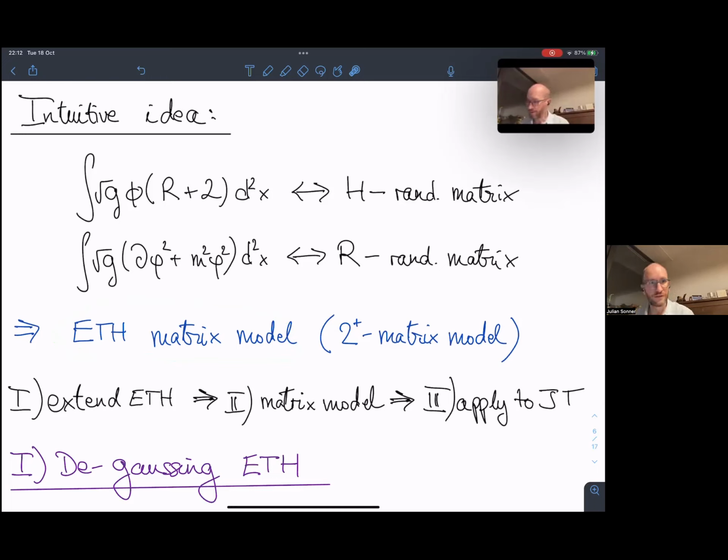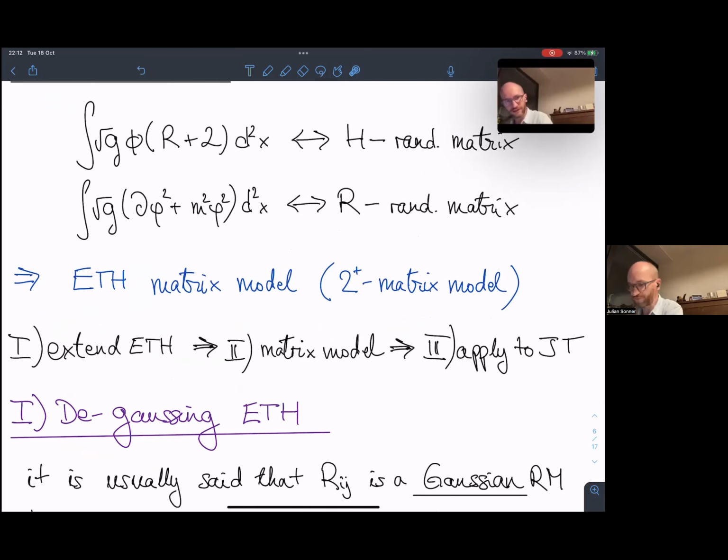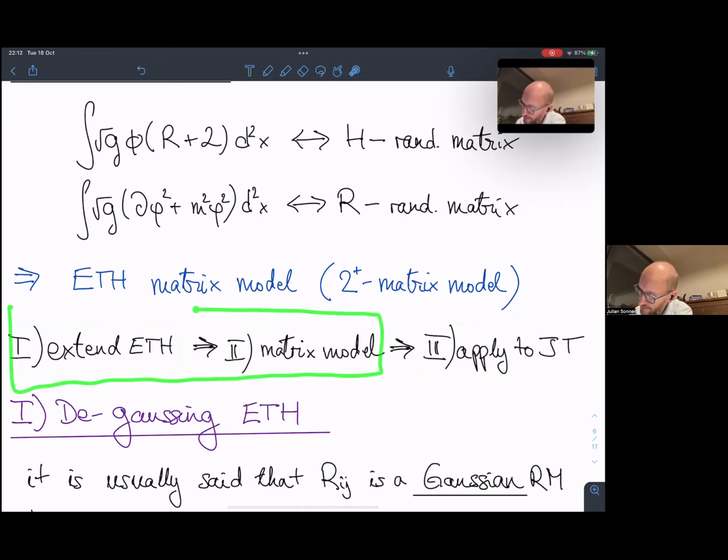So the plan for the remainder, maybe 15, 20 minutes: I said I will go back to some statistical physics type discussion, and I will argue that we really need to extend the way that people usually introduce ETH. I will then show that this extended notion of ETH is very naturally formulated in terms of a two-matrix model or multi-matrix model. And then at the end, I will show you that we can apply this again to the original problem, namely JT plus matter.